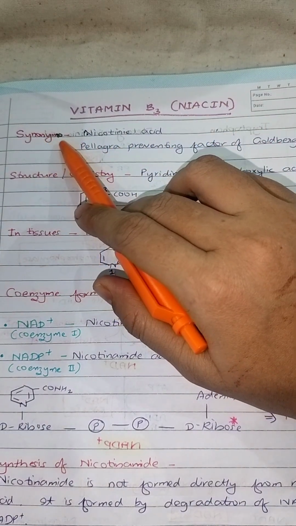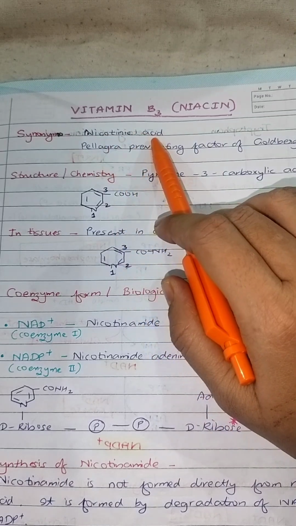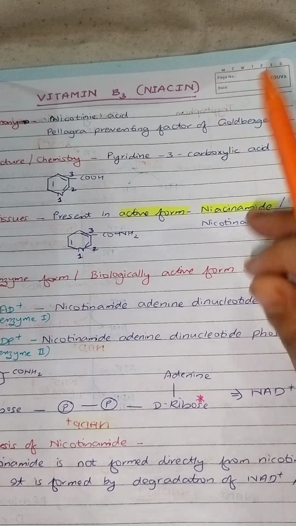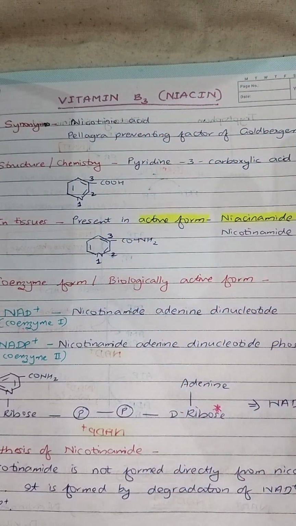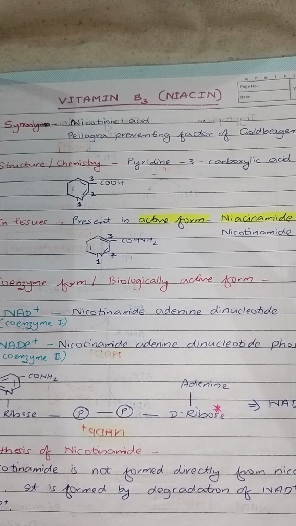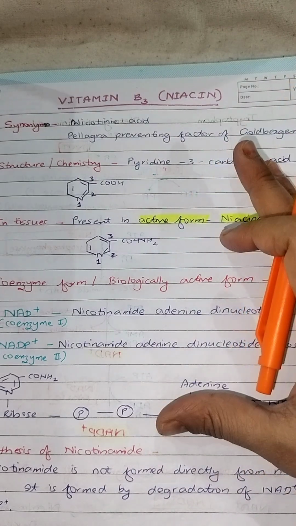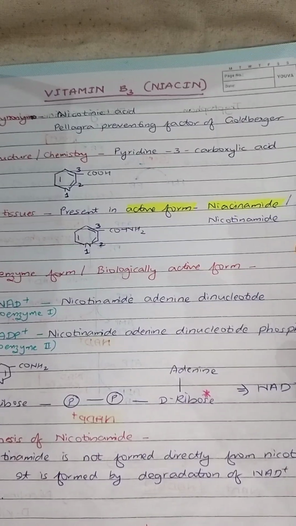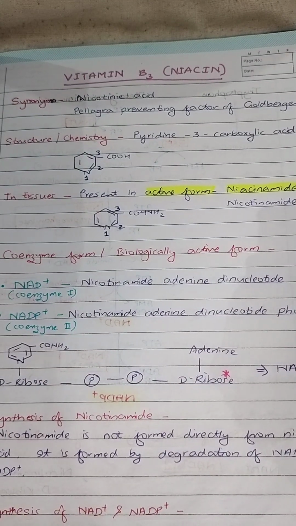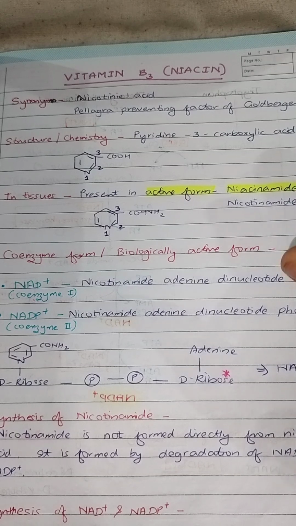Coming first to the synonym, it is also known as nicotinic acid or pellagra preventing factor of Goldberger. And one thing I have tried to cover: I have made these notes covering all 5 to 6 important books which we usually refer to. So I don't think you need anything other than this. If you go through the complete video and these notes, it will be more than sufficient for you, and all the points from different books will get covered.